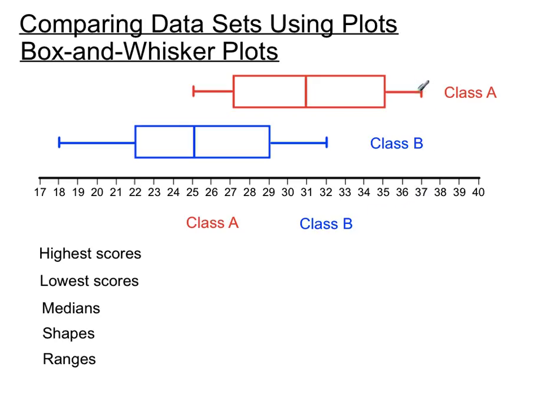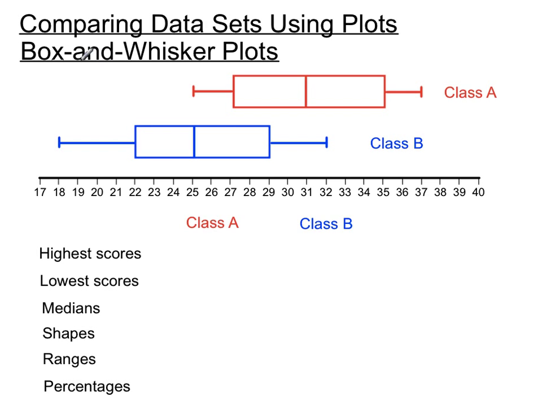The highest score of 37 minus 25 has a range of 12 for Class A. Highest score for Class B, 32 minus 18. I reckon that's a range of 14 if my calculations serve me correctly. So you could comment on the spread of the scores there, although they look pretty similar in this case. And you could also talk about the percentages. Now, we said that there's 25% in each chunk. 25% here, 25% here, 25% here, 25% here.